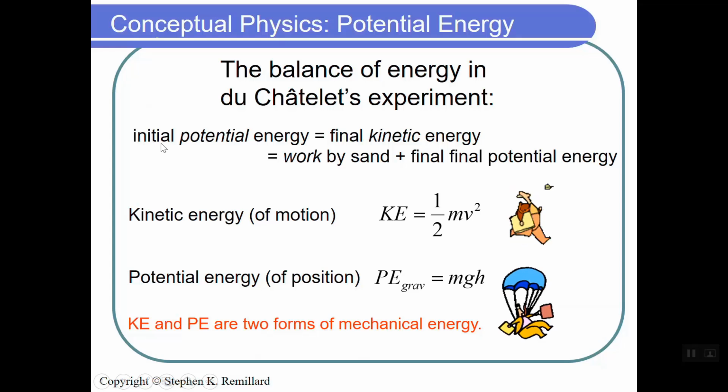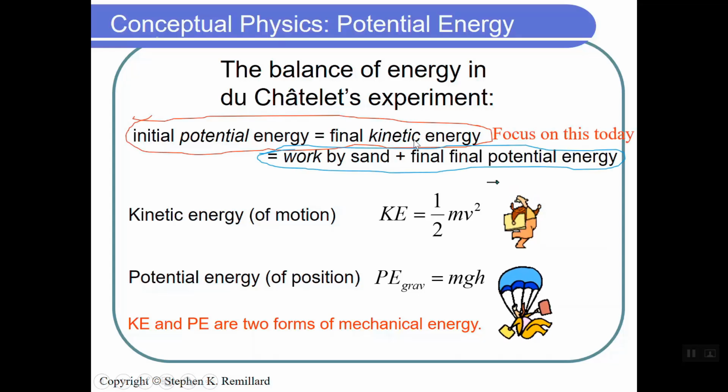The initial energy of that pebble, which was all potential, equals the final energy of that pebble, which is all kinetic. And it equals the final energy of that pebble, which is minus mgd, the final potential energy, plus the work done by the sand with friction slowing it down. We're going to focus on this first statement here, that the initial potential energy equals the final kinetic energy. You start off with a bunch of mgh and you end up with a bunch of 1/2 mv squared. Those are the two forms of mechanical energy.